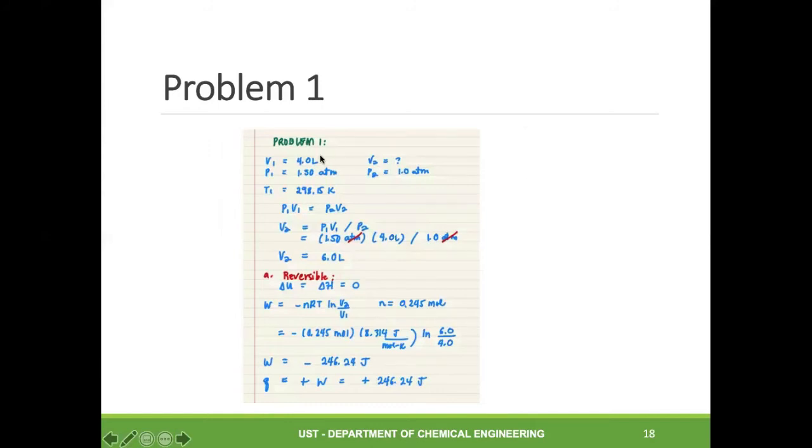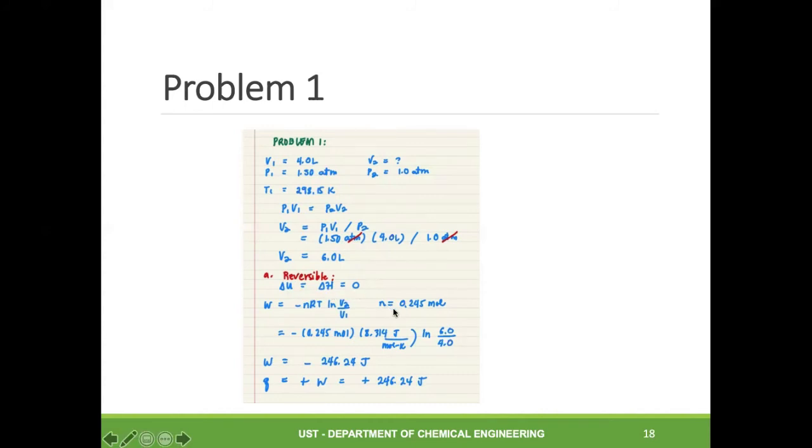Now, based on the problem, we have V1 equal to 4 liters, P1 equal to 1.5 atmosphere, and pressure becomes 1 atmosphere. So we don't know V2 yet. And T1 is constant at 298.15. So using Boyle's law, we solve for the volume equal to 6 liters. Now, let us solve the reversible process first. So you know that for reversible process, delta U and delta H is equal to 0.